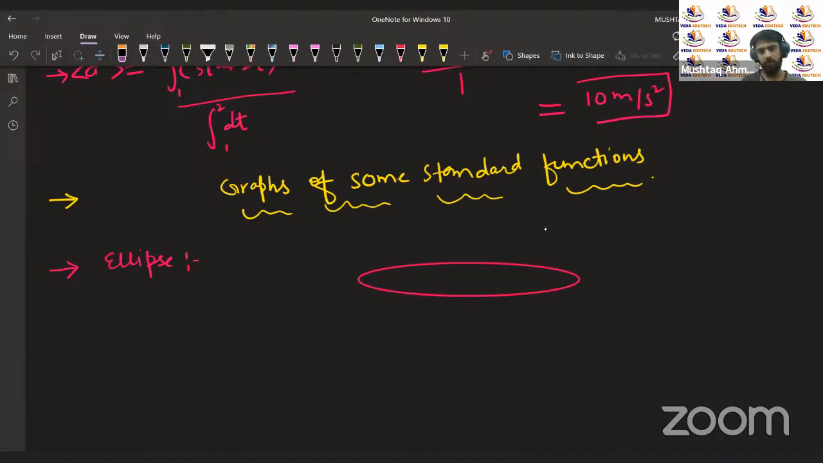This is how an ellipse looks somewhat like. And in this ellipse, assume that the center of this ellipse is placed at the origin. This is our origin. This we call as the minor axis, and this we call as the major axis. This is the major axis.